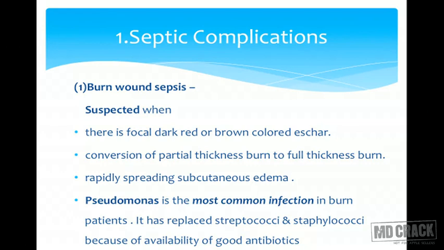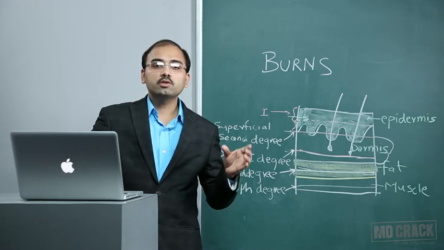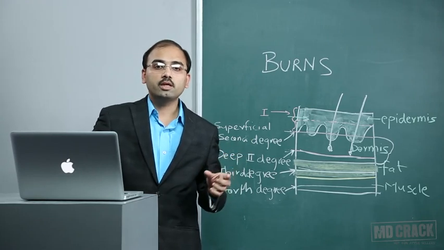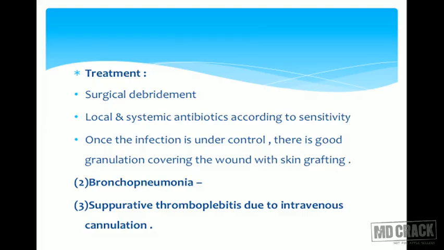It has replaced streptococci and staphylococci because of availability of good antibiotics. So if you are asked the question which of the following infections is most common, it is Pseudomonas. Next, how do you treat the infection? Surgical debridement, local and systemic antibiotics according to sensitivity. Once the infection is under control, there is good granulation covering of the wound and then they should be grafted. Next, we can have complication in the form of bronchopneumonia and suppurative thrombophlebitis due to intravenous cannulation.